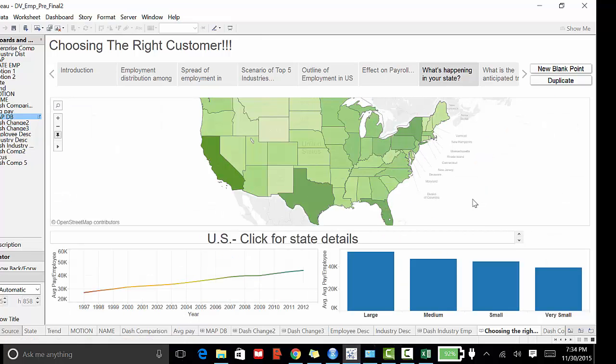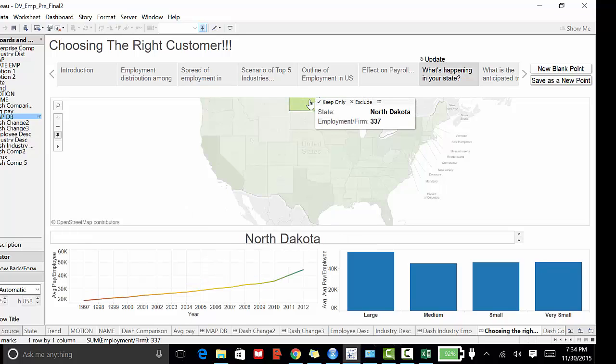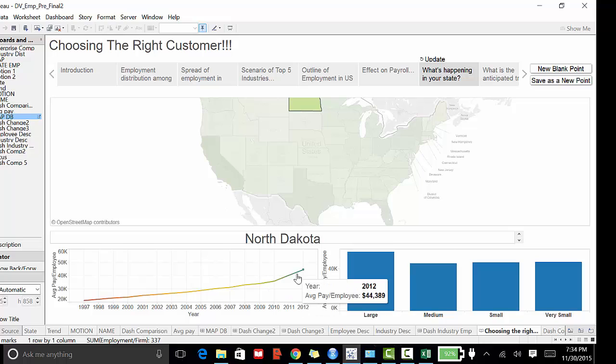Now, in this dashboard, the map visualization gives us the scenario of employment per firm ratio, and the bar and the line chart help us to go a level further and analyze this scenario based on enterprise size and the trend over time for that state. Now selecting North Dakota, we see the major change that happened was after 2010, and this was due to the boom in the oil industry which increased the overall job market.